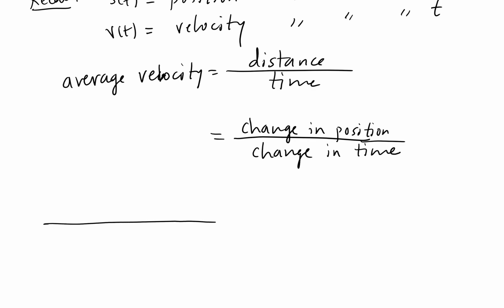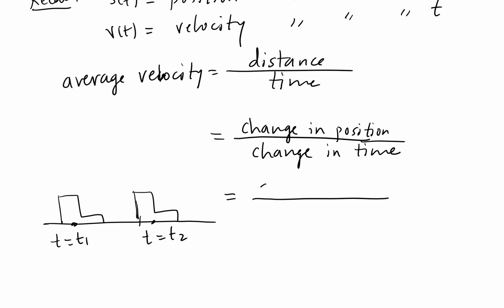So what happened is, say you have a car moving from one place to another. The car was here at time equals t1. The car then became here at time equals t2. So if we would like to find the change in the position, that would be when is it going to be at time 2 minus when is it going to be at time 1.